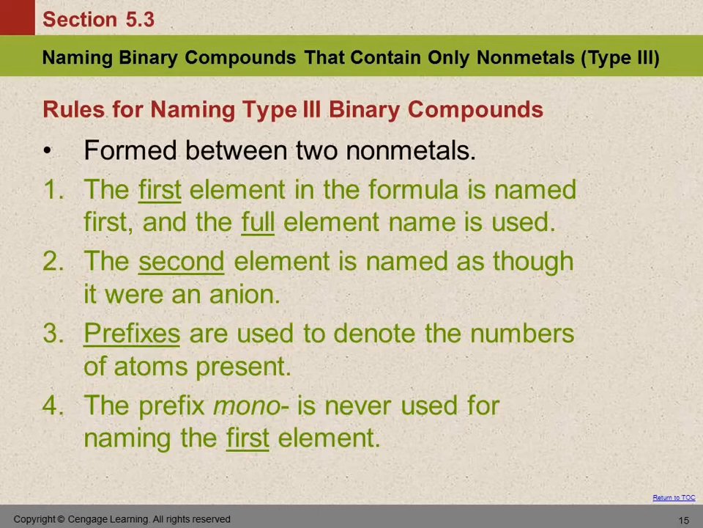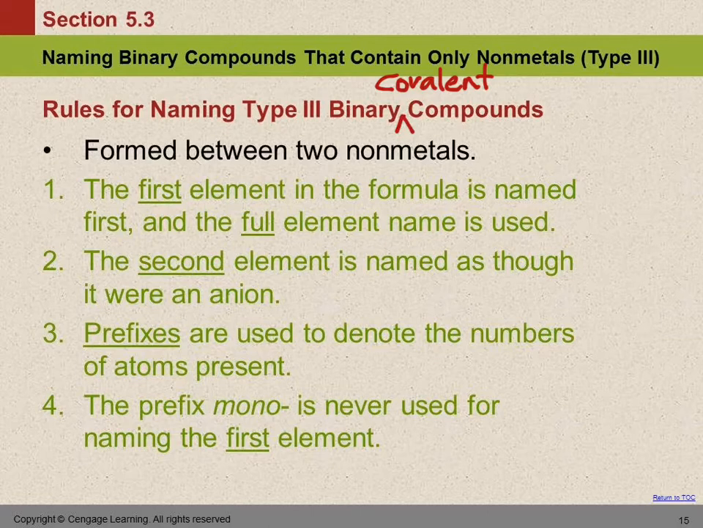So your book calls this other category of binary compounds type 3 binary compounds. And I try to use the same terms that your book does, but I really don't like this one. I prefer the term binary covalent compounds. I think it's a little more descriptive.